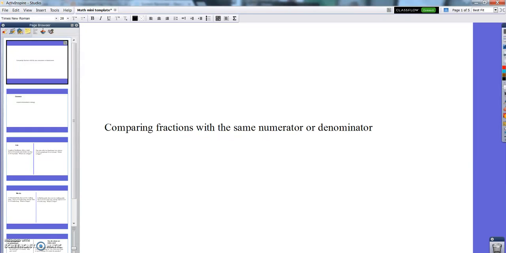Alright, 4th grade, one last comparing fractions strategy, and it's one of the easiest of all. It's only in a certain situation when you get really lucky. But anyhow, mark your last page as this: comparing fractions with the same numerator or denominator.